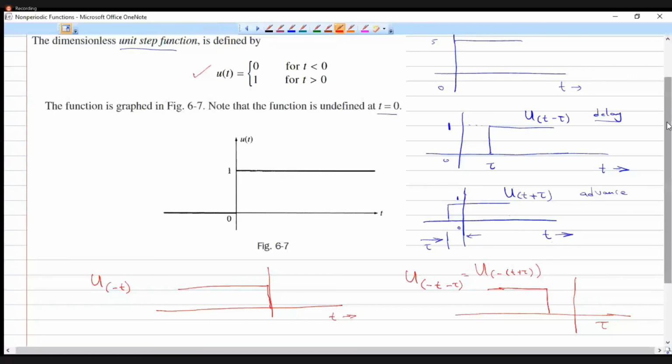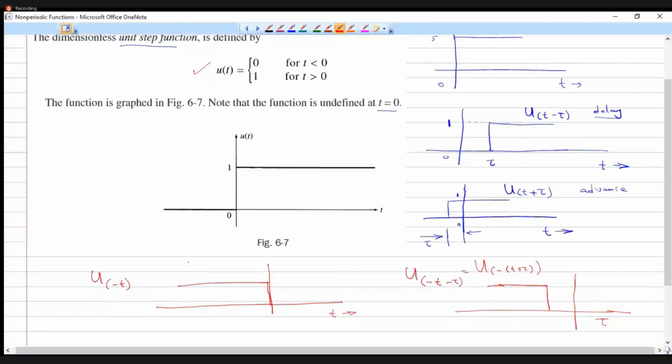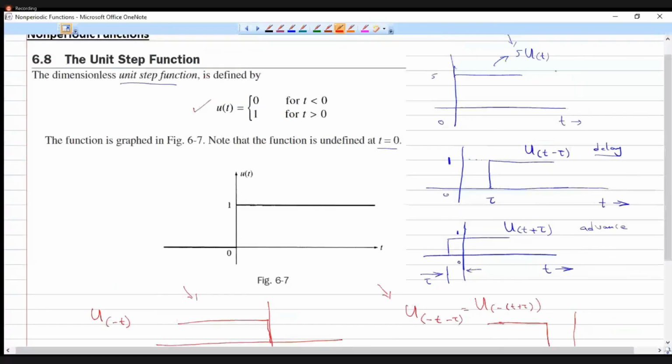Yes, similar operations are possible. You can find them in your signals and systems course, but we won't be needing all these things. In our course, we won't be using any of these functions; that will be studied in your DSP course. We'll mostly be using this kind of signal, that is u of t. Then we'll use u of t minus tau, and sometimes you will have to use u of t plus tau also.